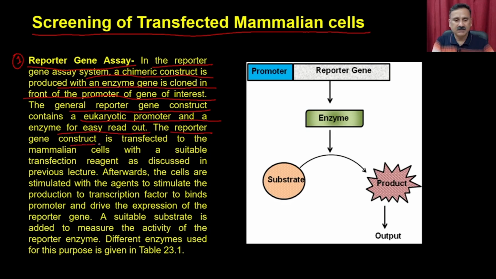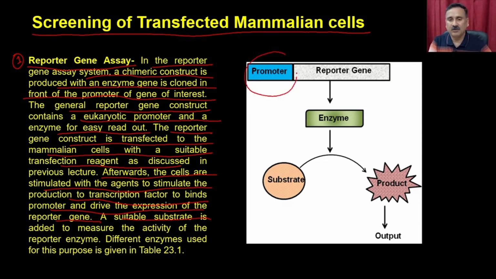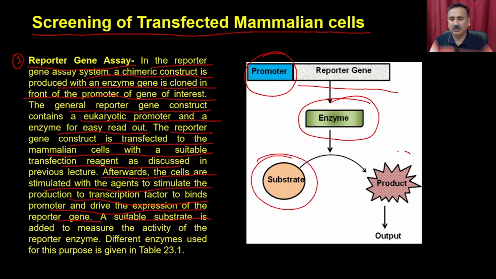The reporter gene construct is transfected into the mammalian cells with a suitable transfection agent, right? Afterwards, the cells are stimulated with an agent to stimulate the production of a transcription factor to bind the promoter and drive the expression of the reporter gene. A suitable substrate is added to measure the activity of the reporter gene. So you have the promoter, and a reporter gene which is going to express an enzyme, and this enzyme is going to convert the substrate into the product.